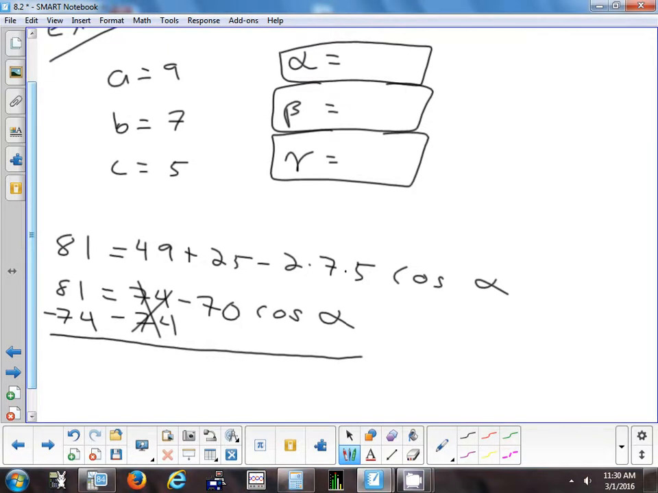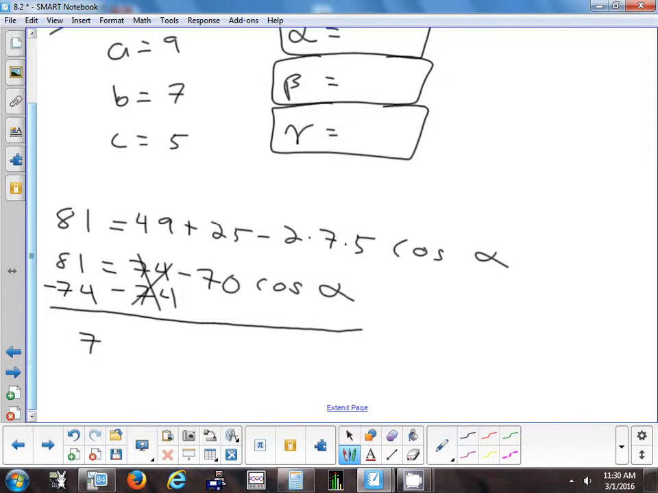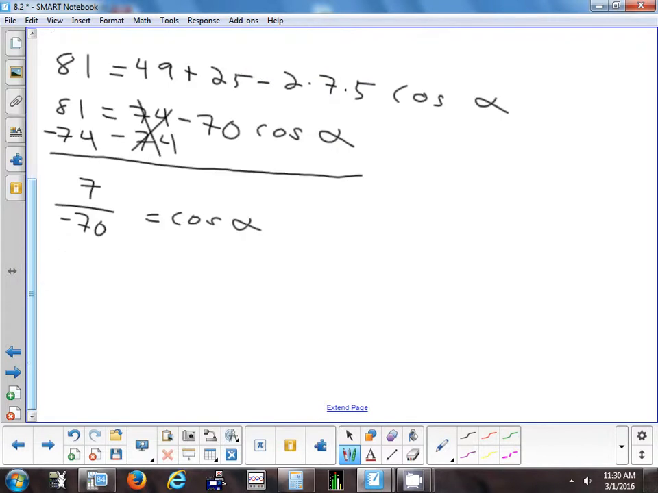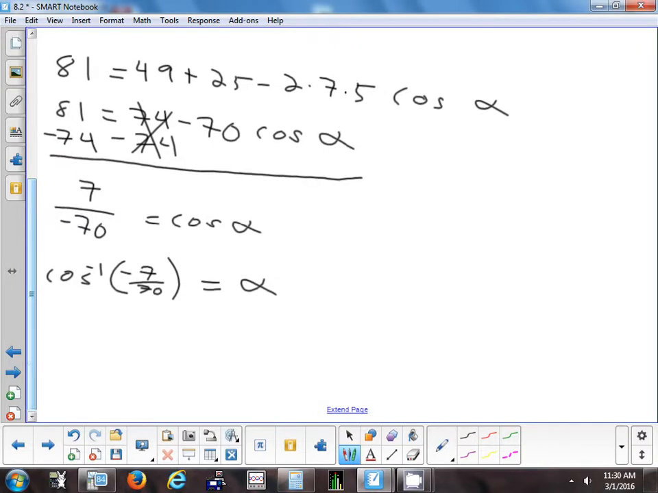What's 81 minus 74? 7. And we're going to have to divide by negative 70. So you could change it to a decimal or reduce it, but we're just going to type it in and round it off. What do I have to do on both sides? Inverse cosine. All right, so can somebody tell me what the inverse cosine of negative 0.1, or 7 over 70, is? 95.739? Okay.